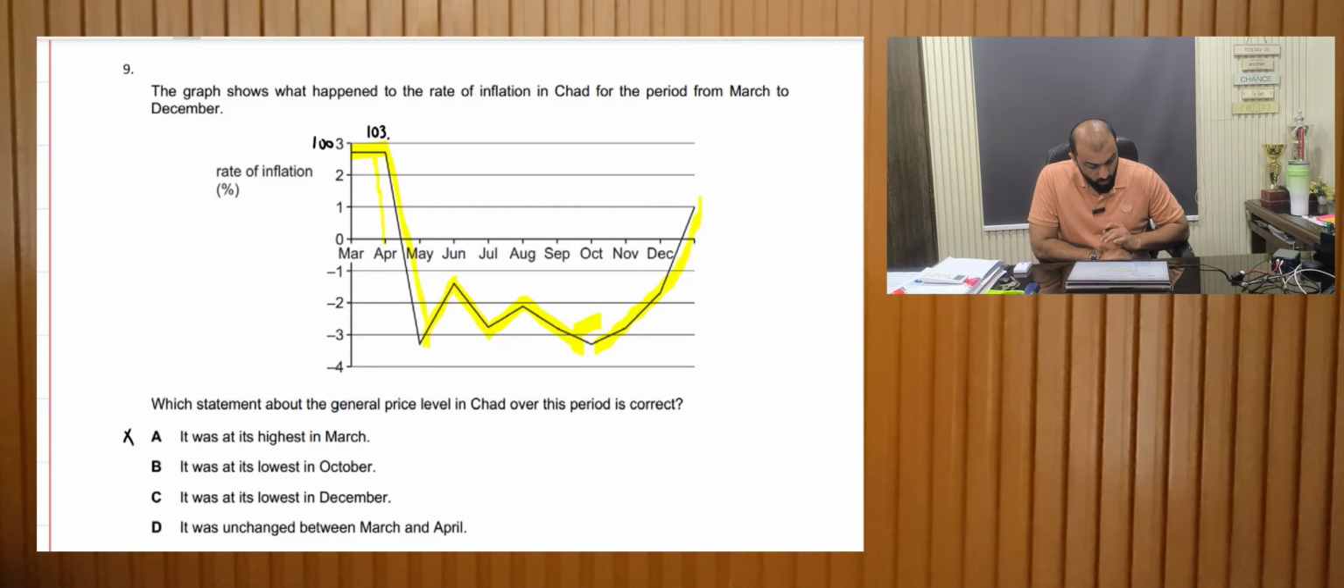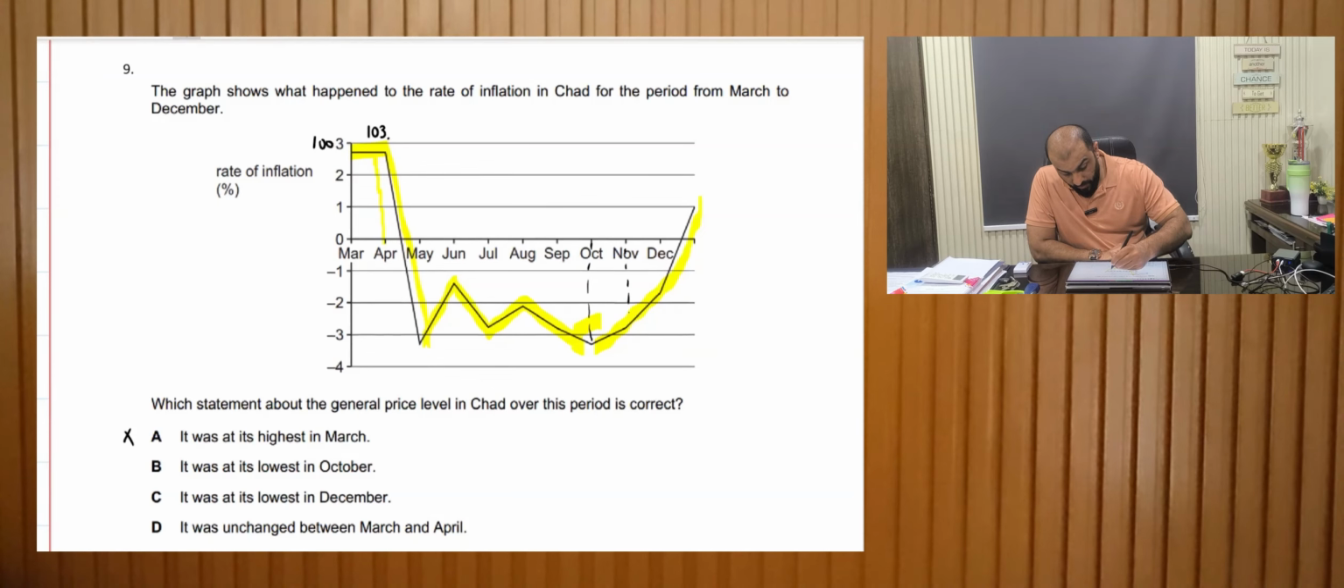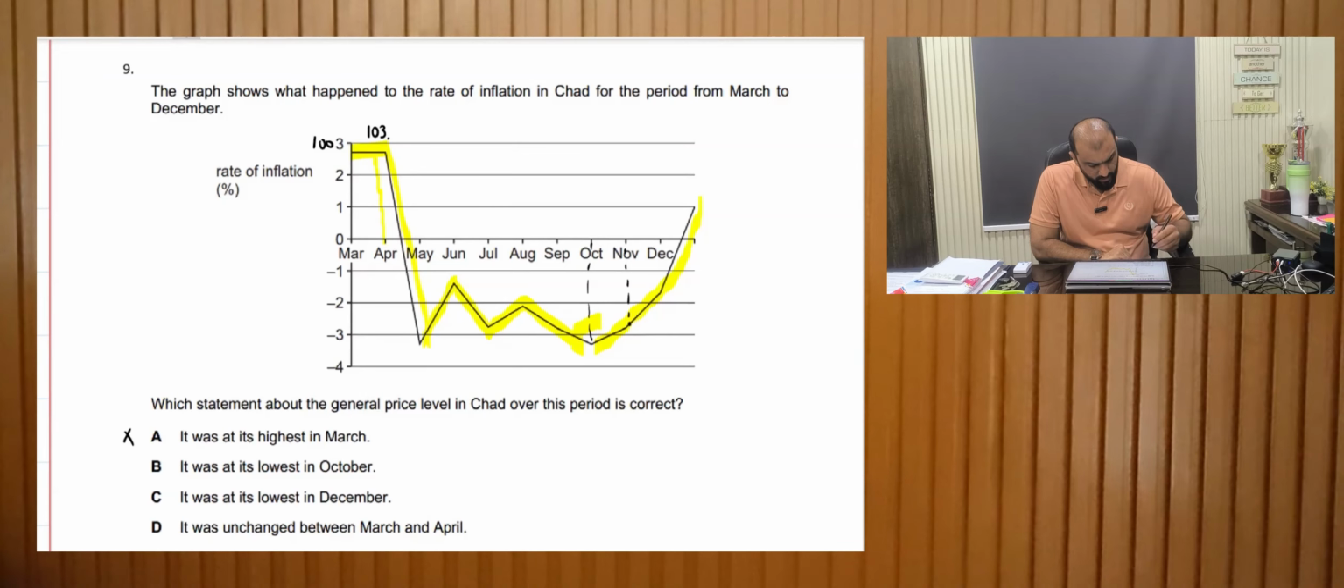It was lowest in October. No, no. In October, the prices were negative. That is correct, which means the prices were decreasing. But in November, they further decreased by a smaller proportion, but they still decreased. So this is incorrect.